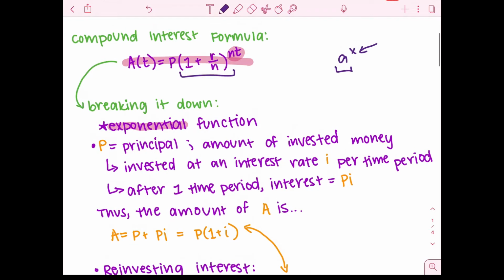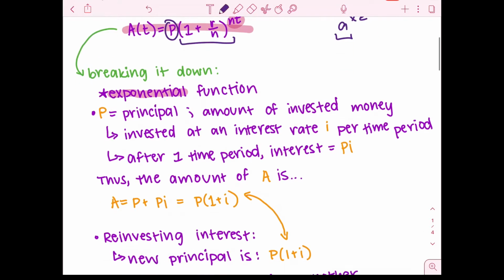Anyways, let's continue. The next variable we're looking at is P, principal. P stands for principal, and it is the amount of invested money, so the amount of money that you start off with, the amount of money that is first put into, let's say, a bank or something. So the amount of money that you start off with.